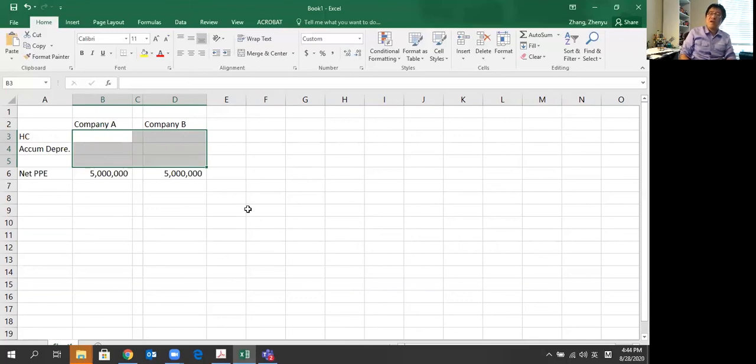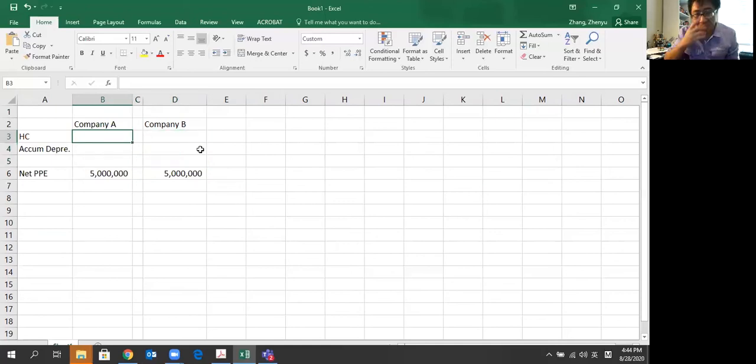But we know that when we present PPE, GAAP, generally accepted accounting principles, requires PPE to be presented in the form of historical cost first, then the contra asset, which is accumulated depreciation, next. Then if we subtract accumulated depreciation from historical cost, we get net PPE. So those things cannot be omitted.